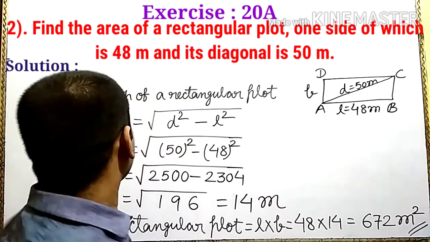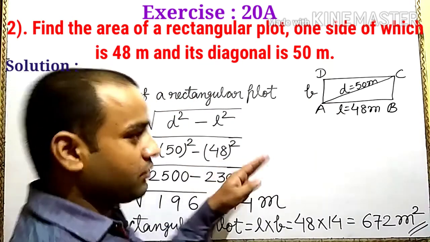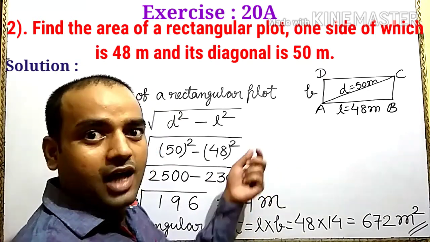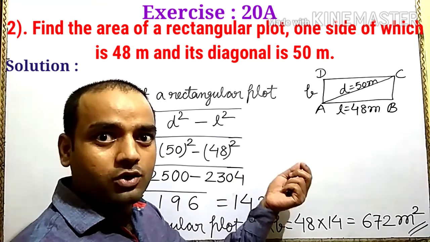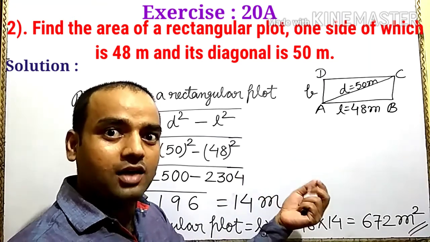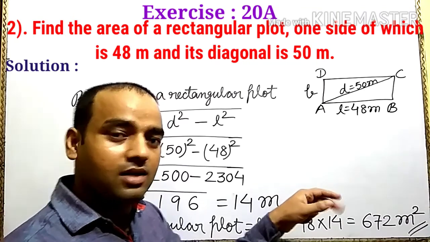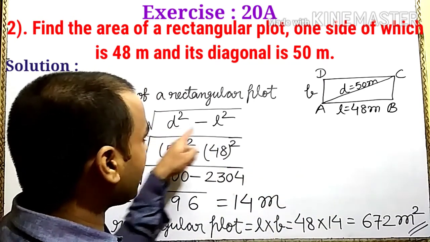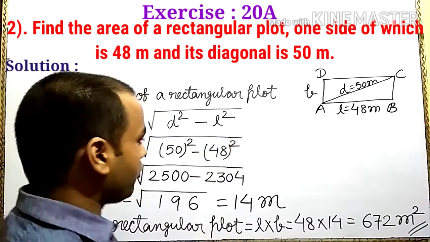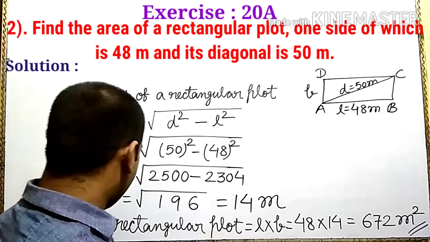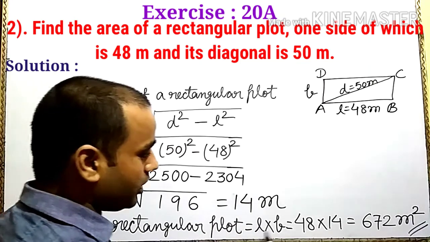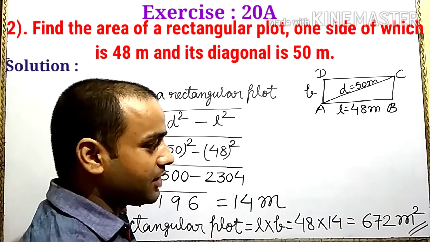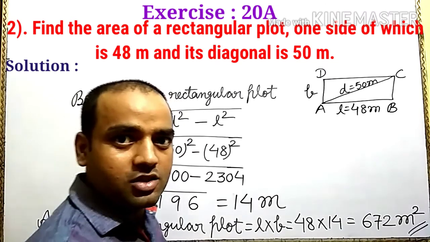Again, repeat. Breadth of rectangle: here, just two minutes before, we wrote the formula. Diagonal is equal to square root of length squared plus breadth squared, and after conversion we find breadth is equal to square root of diagonal squared minus length squared. Use this formula and find the breadth, and area of the rectangular plot is equal to length into breadth. Multiplying both, we find 672 square meter. This is your required answer.